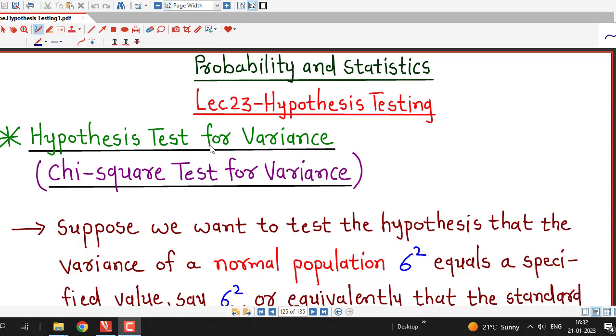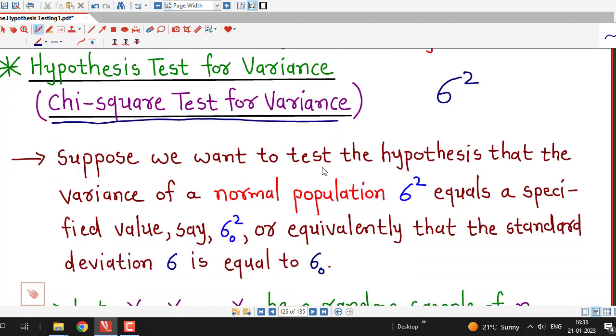In this lecture, we are going to discuss the hypothesis test for population variance. We will see how to test a hypothesis related to the population variance, and we are going to use the chi-square distribution for this hypothesis test. So sometimes it is also known as the chi-square test for variance.